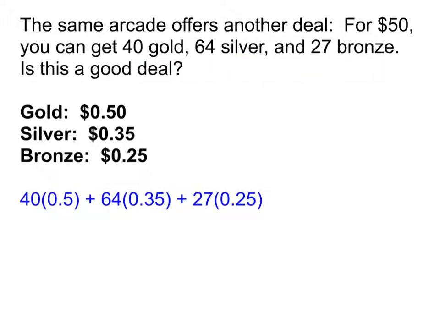So, if I'm going to check it, I can actually do the 40 times the 0.5. And I can do the 64 times the 0.35 and the 27 times the 0.25 to figure out what this should cost. Like, what's its actual monetary value here? And if we work that through, we get 49.15, or in other words, $49.15. Is this $50 package a good deal? Not particularly.